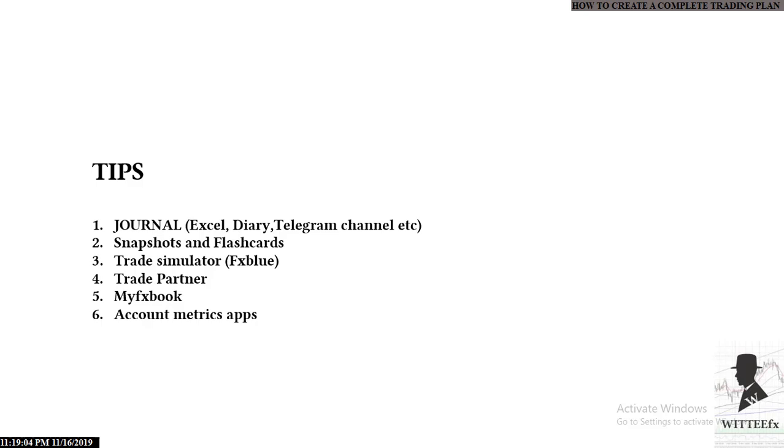And then for accountability's sake, you should also connect your accounts to account metric apps and websites such as MyFXBook. I know MyFXBook also has a journal app that you could use, and other account metric apps.